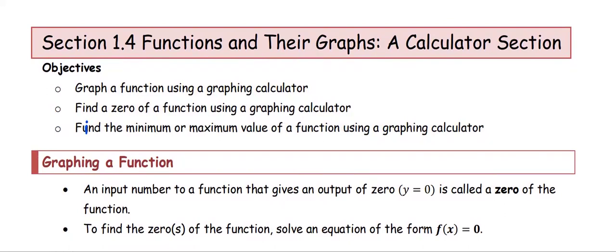In section 1.4, functions and their graphs, a calculator section, we are going to graph a function using a graphing calculator, find a zero of a function, and find a minimum or maximum value of the function. An input number to a function that gives an output of 0, or y equals 0, is called a zero of a function. To find the zeros of the function, solve an equation of the form f(x) equals 0, or let y be 0 and solve for x.